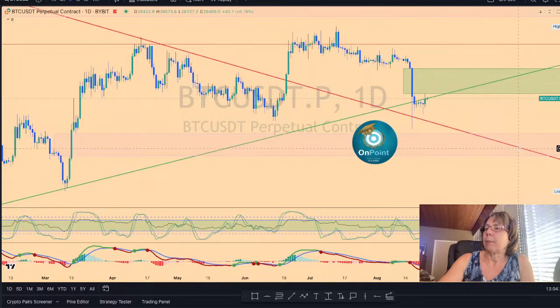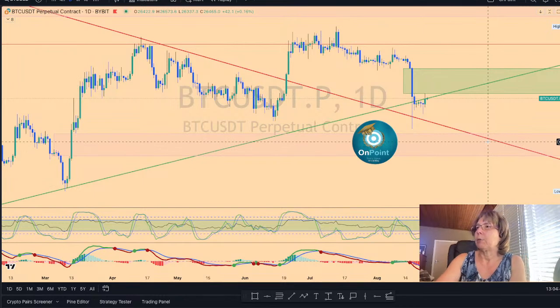Obviously this imbalance is still waiting for us. I really hope the weekly support is strong enough to support us, so that we don't drop into this zone, but it's a possibility. So that's why we have stop losses and we manage our trades well.